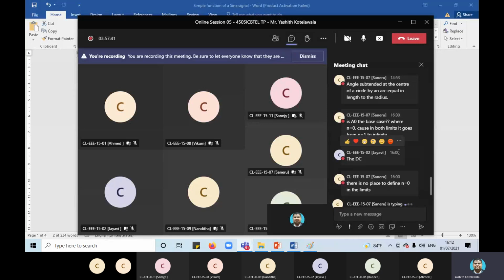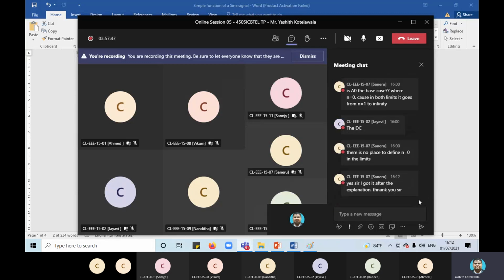Furthermore, Jaivi has said that is the DC. Yes, it's correct, and there is no place that defines n is equal to 0 in the limit. It starts from 1 to infinity, so you need to understand, because we are dealing with positive integers and negative integers. 0 is not an integer, it's a neutral value, so there is no chance of defining n is equal to 0. As you said, you are correct, Saneru. So A0 is not anything related to n is equal to 0. It is just because it's a direct component where it doesn't have any variations, right? Okay, so you have got it.